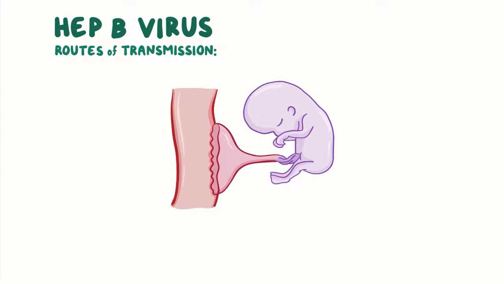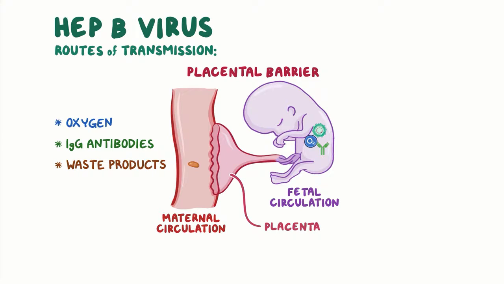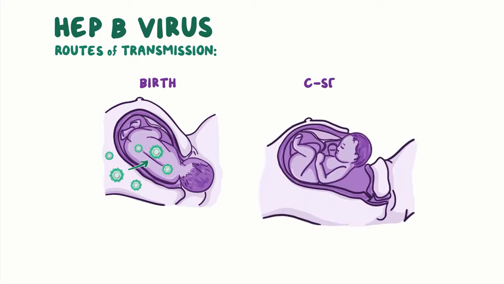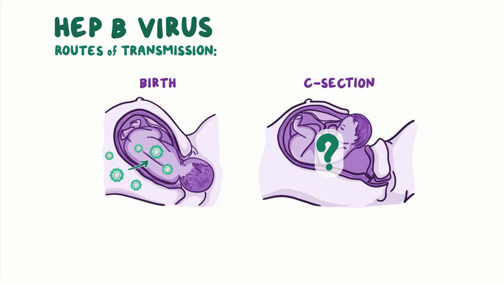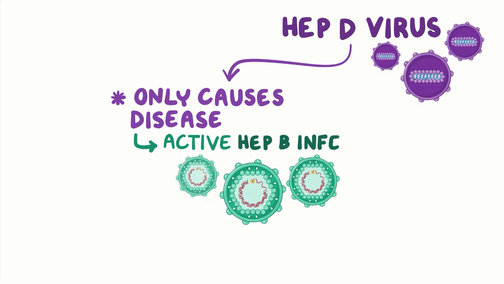Rarely, during the pregnancy, the virus can pass through the placental barrier, which is a kind of very thin wall that brings the mother's and fetus's blood very close, and allows them to exchange some substances like oxygen, IgG antibodies, waste products, and unfortunately certain microbes. More commonly, the virus can pass from an infected individual to the child during birth, because of the close contact between individuals' blood and secretions with the child. It's still not certain if a C-section can protect against this kind of transmission. Hepatitis D virus spreads the same way, but it only causes disease in individuals with an active hepatitis B infection.